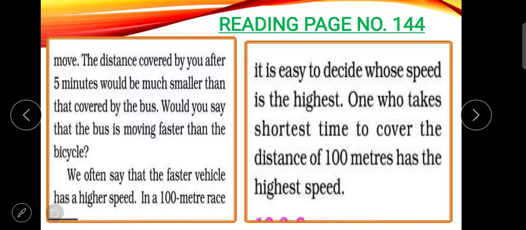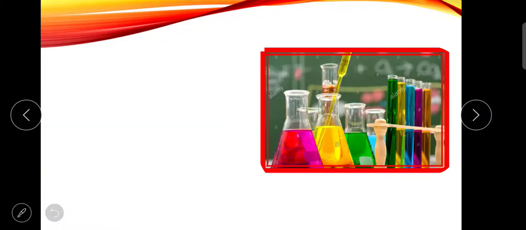So in a 100-meter race, it is easy to decide whose speed is the highest. The one who takes the shortest time to cover the distance. So children, by measuring the distance and the time, we can find out which object is moving faster or slower. So this is all about the topic slow and fast today. We will learn more topics about the chapter in the next video.